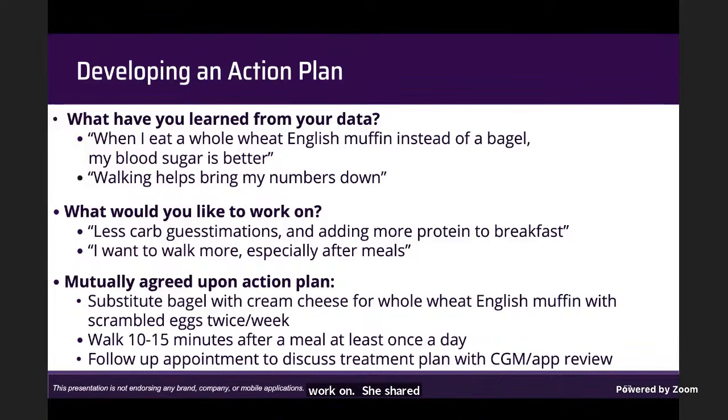And we agreed upon an action plan that she felt comfortable with, substituting that bagel with cream cheese for a whole wheat English muffin with scrambled eggs twice a week. That was reasonable for her. Getting in the walk in a specific, actionable way. And again, that ongoing support. Let's take a look at the data at a follow-up visit and see where you are, see what challenges you're facing, what are some successes.